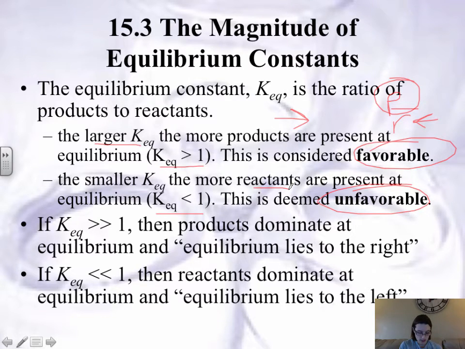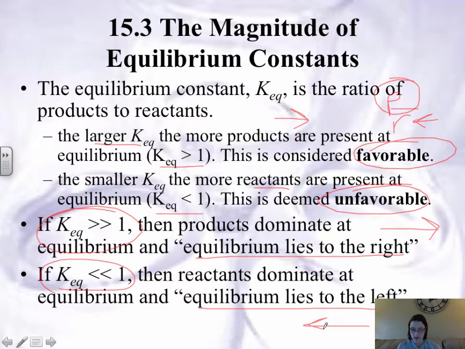Now, if KEQ is much, much greater than 1, then products dominate at equilibrium. What that means is you're going to have significantly more products than reactants. And what we say is equilibrium lies to the right, which means the forward reaction is going to be the one that is more likely to occur. Now, if KEQ is much less than 1, that means that you have significantly more reactants at equilibrium, which means equilibrium lies to the left. And what that means is more than likely the reverse reaction is going to be the one that occurs more than the forward.